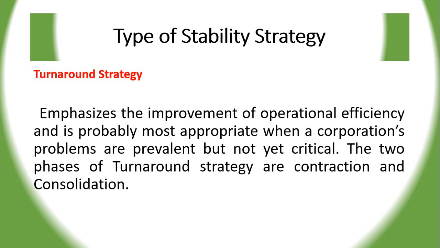So in a turnaround strategy we can have two phases. One is the contraction phase. This is the initial moment, the time when the problem is not that sophisticated, or the performance is not that bad. This is the initial part where the organization is trying to stop the bleeding by cutting some expenses of the company, or may lay off some employees.